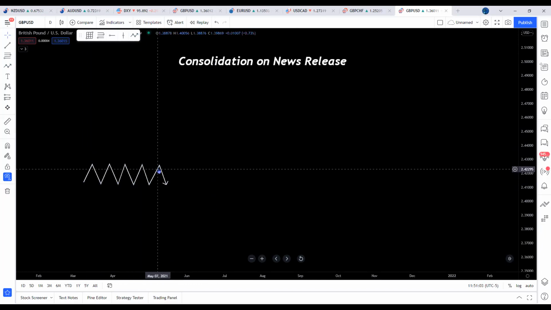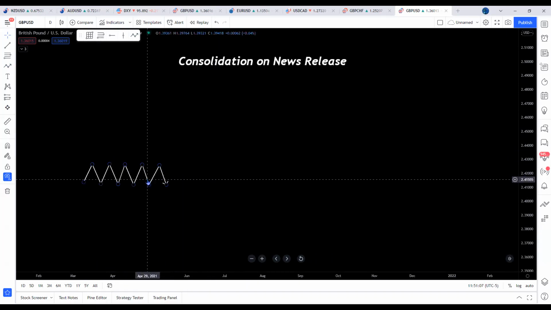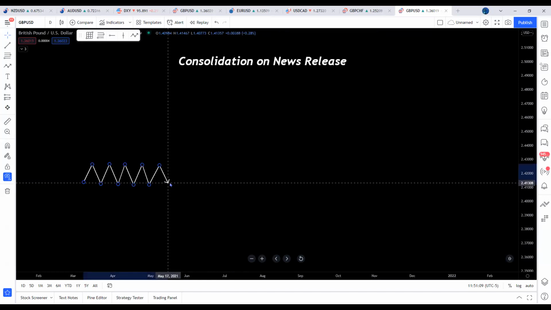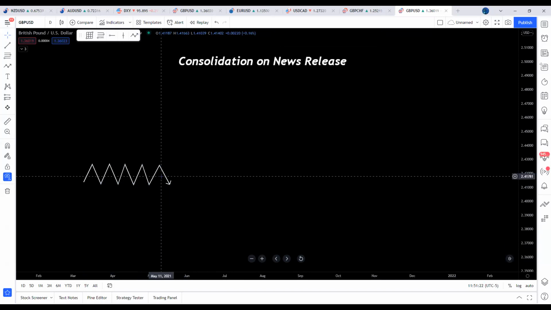And let's say that there's consolidation, and then on the next day there's news release. What ends up happening is this model comes into play. When this model comes into play, this ends up being your setup, the model that you're going to be trading on the next day, right? One second.